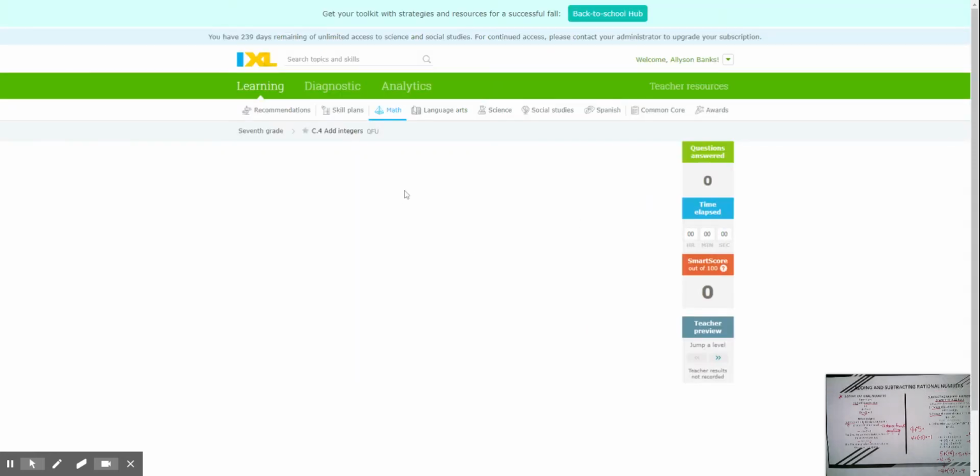So I'm going to go to adding integers. And if you are comfortable with these rules, this should not take you very long at all to get to an 80 or even 100 SMART score. All right, so we have -5 plus +1. So we have opposite signs, so we have to subtract. So 5 minus 1 is 4. And because 5 has a greater absolute value, it's going to be -4.